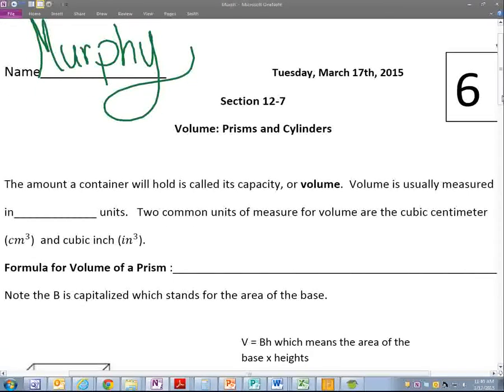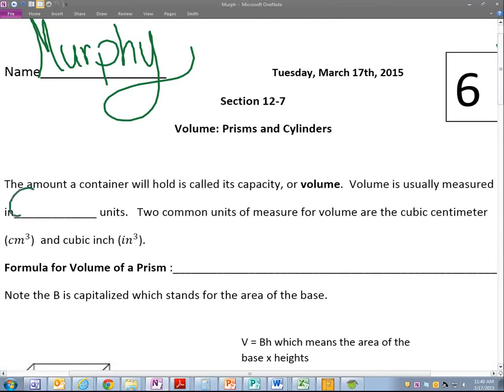So we're doing 12.7, the volume of prisms and cylinders. We've done one dimension. We've done 2 dimensions. Now it's time we break into the 3rd dimension. So the amount a container will hold is called its capacity, or its volume. The volume is usually measured in what kind of unit? Cubic units, that's correct.